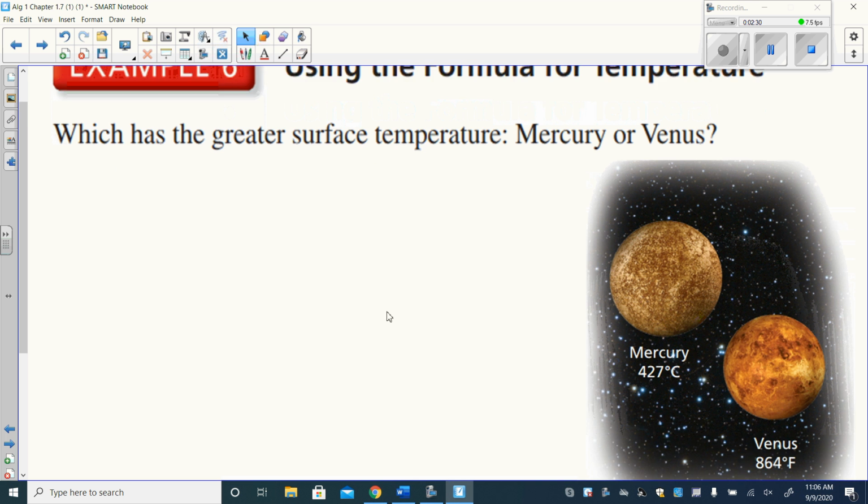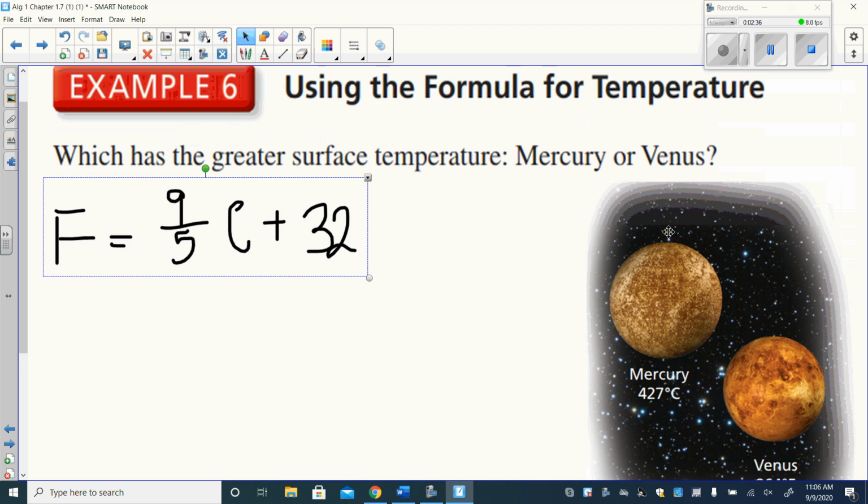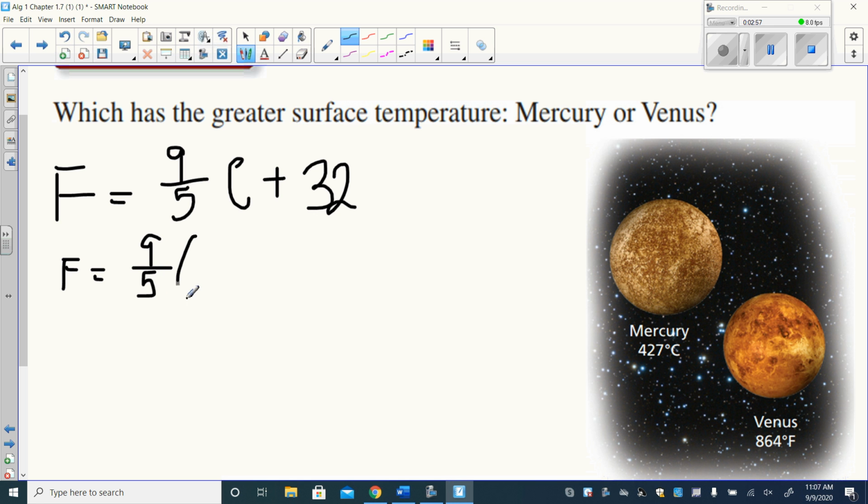And we might need that because here they told us two things. Which temperature is greater, Mercury or Venus? They gave us Mercury in degrees Celsius and they gave Venus in degrees Fahrenheit. So we have a formula now that will convert Celsius to Fahrenheit. And for me to use it, I need to plug in the Celsius temperature for C. So the Celsius temperature is 427. In a calculator we can do 9/5 times 427 plus 32. So you can go on and grab your calculator.